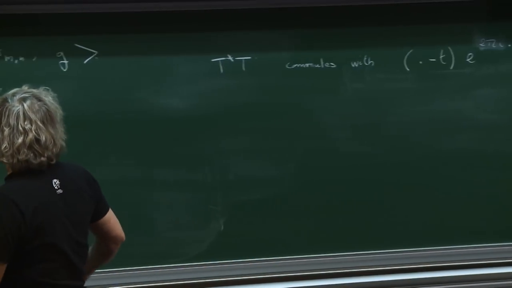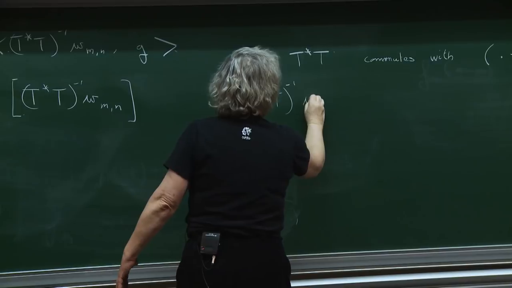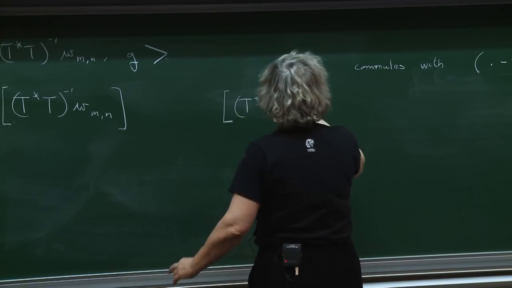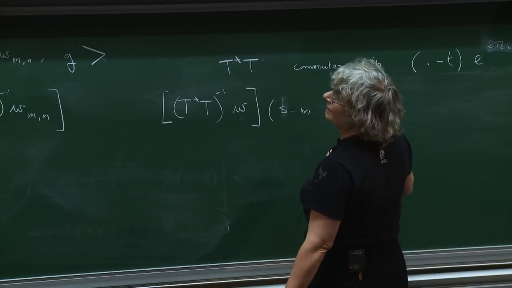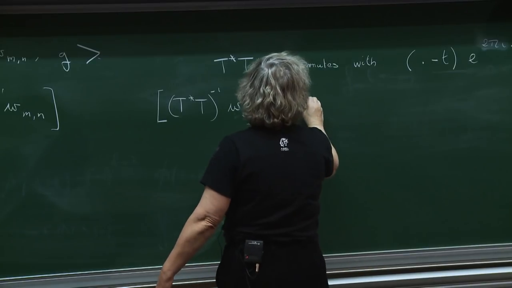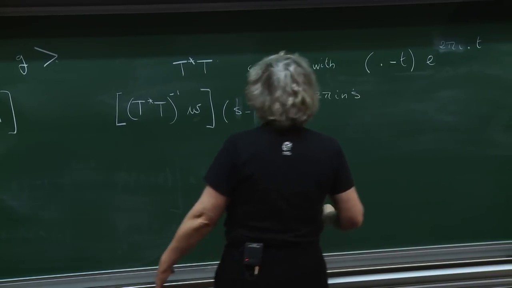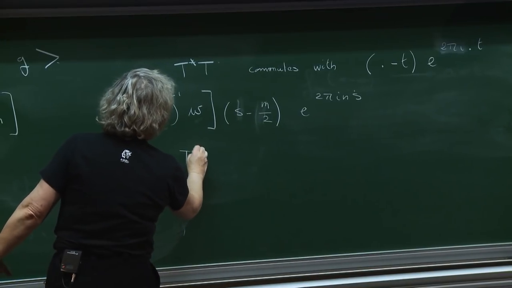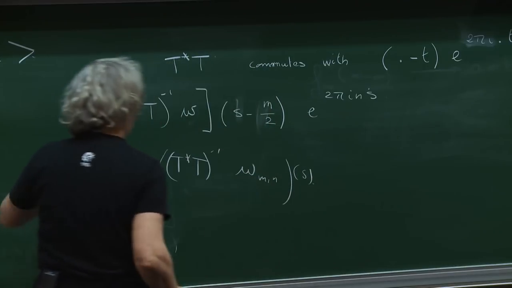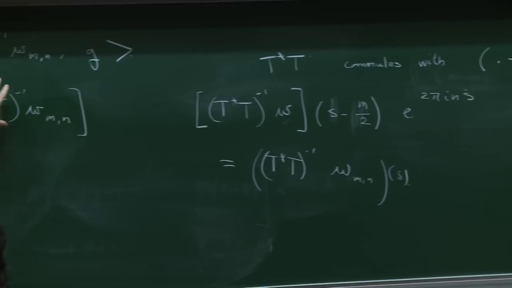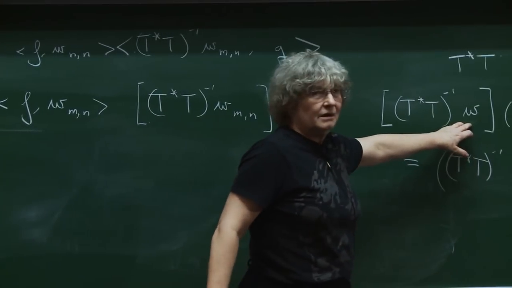So this is just to make a shortcut and not have to compute here, that if I first do the inverse on the window function and then look at its translates and e to the 2 pi i and s, this is the same thing as taking the (T star T) to the minus 1 of these functions w m n, and then taken in s. So in other words, applying this inverse operator to each of these translate and modulate functions consists in just computing one of them and then translating and modulating it.